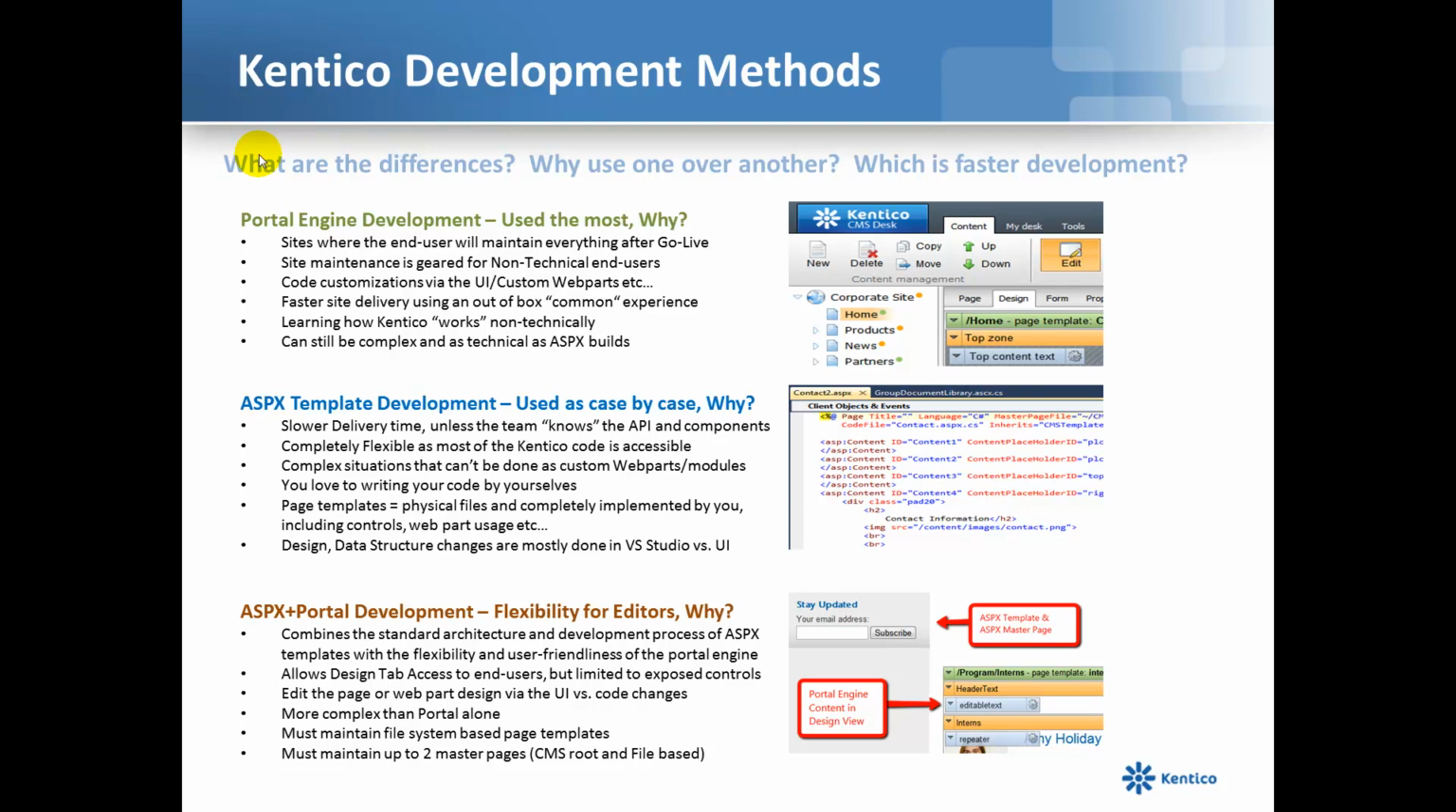If I have to write some custom code, I will create a new web part or modify a web part and reintegrate it back into the system through a registration process in the site manager, and then reuse that web part within the confines that I have set it up for. To me, it's also faster site delivery for using an out-of-the-box common experience using portal development. And it's really, really good for learning how Kentico works on a non-technical level as well. So sites can still be as complex and as technical as ASPX builds.